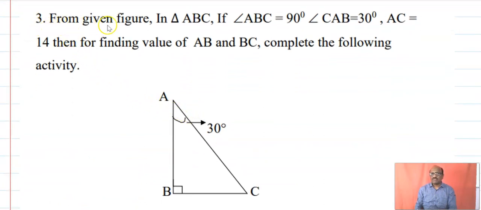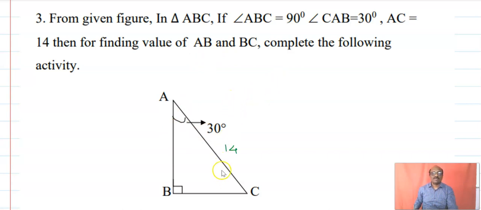Question number 3. From the given figure in triangle ABC, if angle ABC is 90 degree, it's given. Angle CAB is 30. AC is equals to 14. For finding the value of AB and BC, complete the following activity.